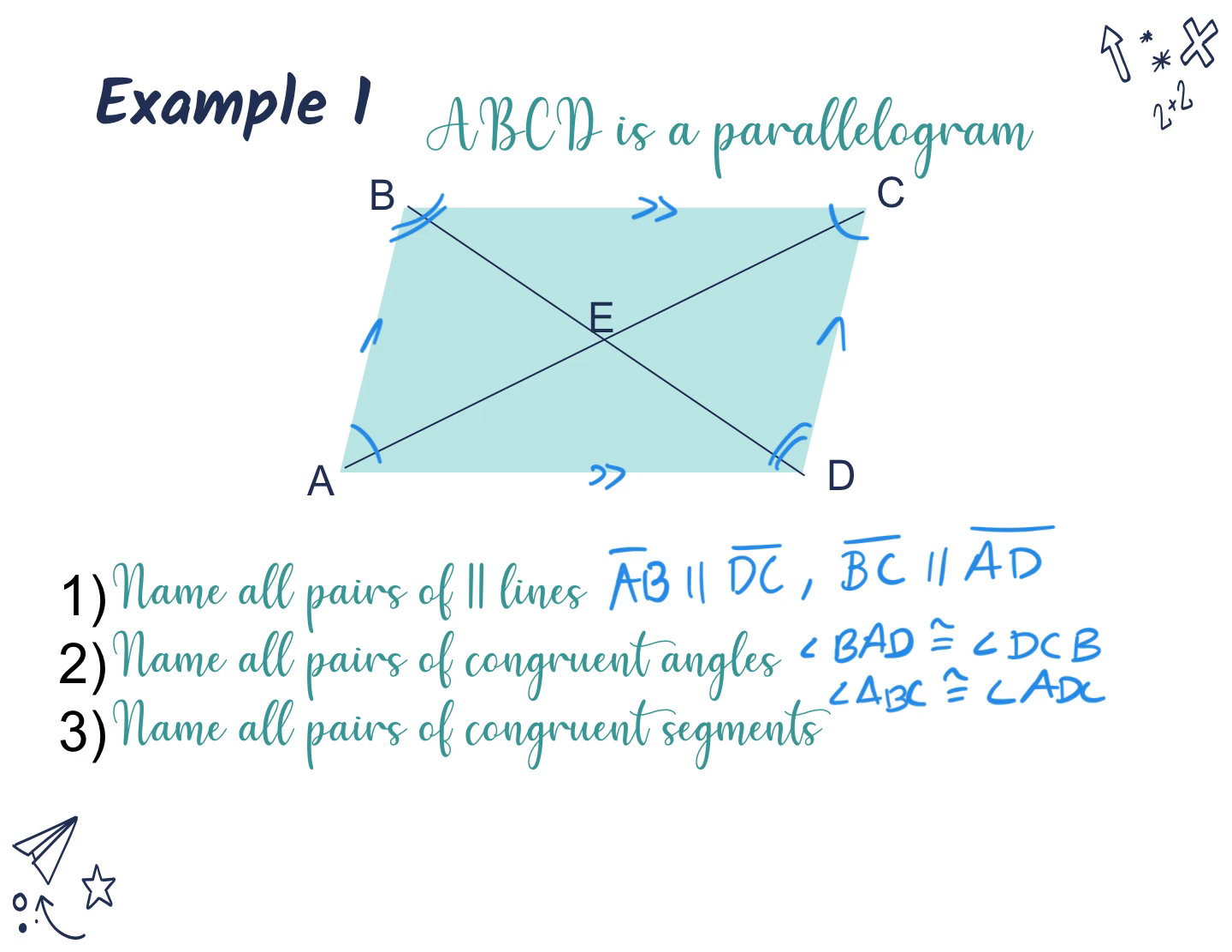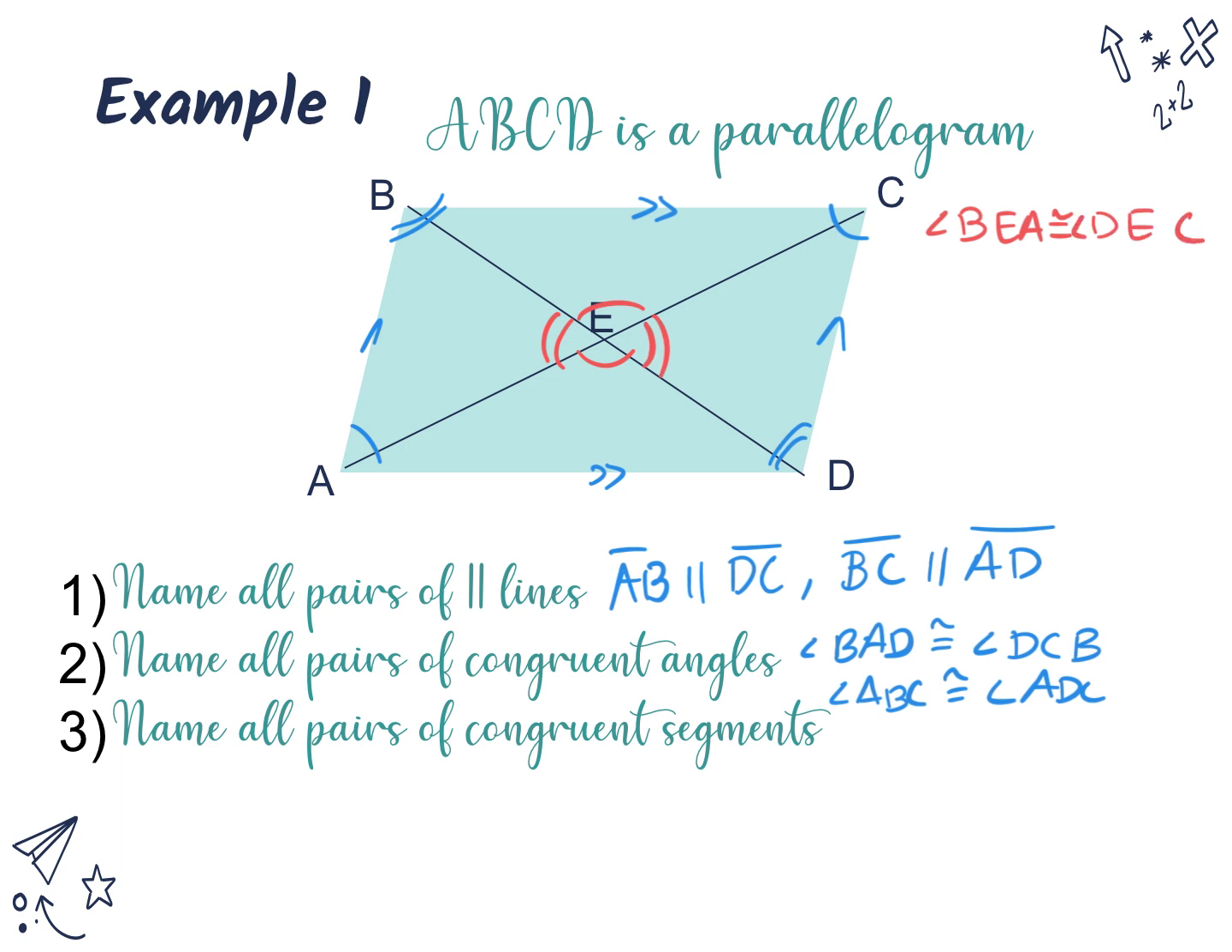As well as, you might not have noticed this, but in a different color, I am going to write it in. These angles are vertical angles, so these angles are also congruent. So I'm going to write them in red up here. So we have angle BEA is congruent to angle DEC.